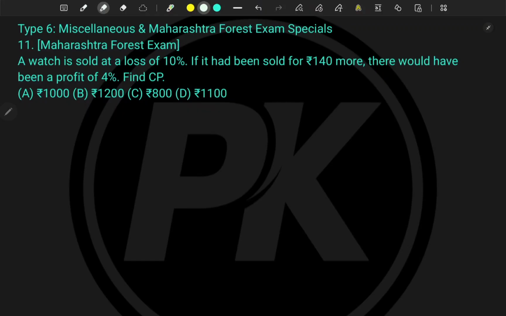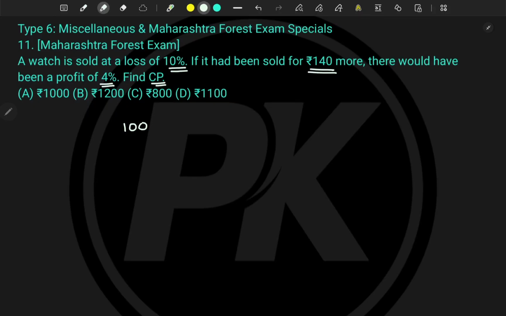So let's move to type number 6, which is miscellaneous, and here we will see the Maharashtra Forest examination kind of problems. A watch is sold at a loss of 10%. If it had been sold for 140 rupees more, there would have been a profit of 4%. Find the cost price. Again, if you don't know anything, start with a 100 assumption.